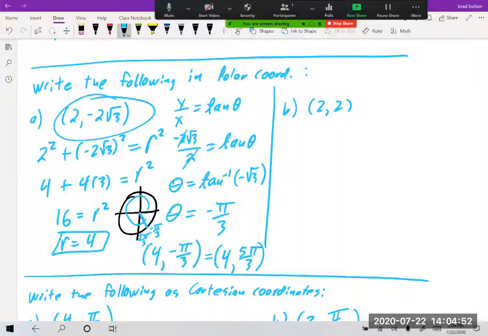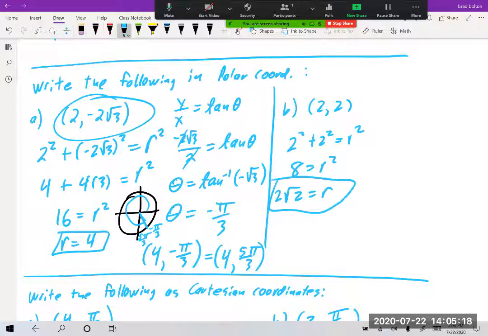So why don't you guys take a minute and try this one over here. You do the same thing for this one. So pause the video and try letter B. All right, so hopefully you guys are going to do the same thing. You're going to say 2 squared plus 2 squared equals r squared. So then we end up getting 8 equals r squared. So then 2 square roots of 2 is equal to r, right? So we get 2 square roots of 2.